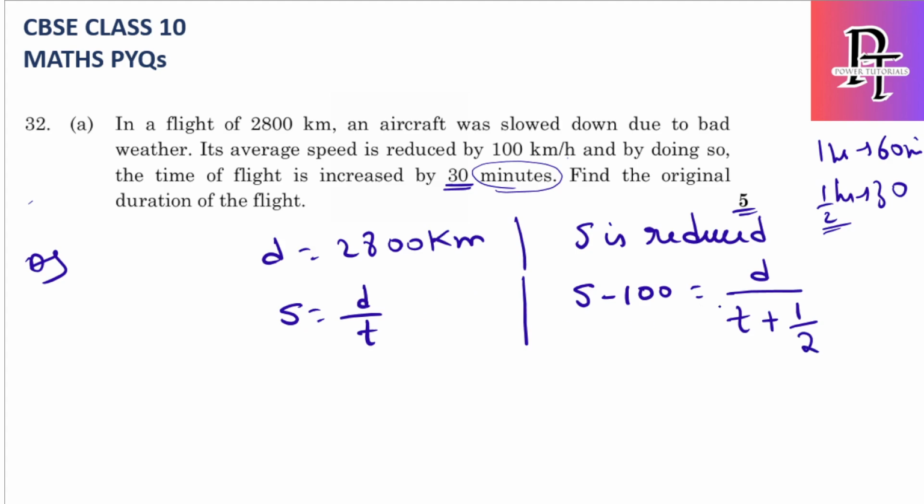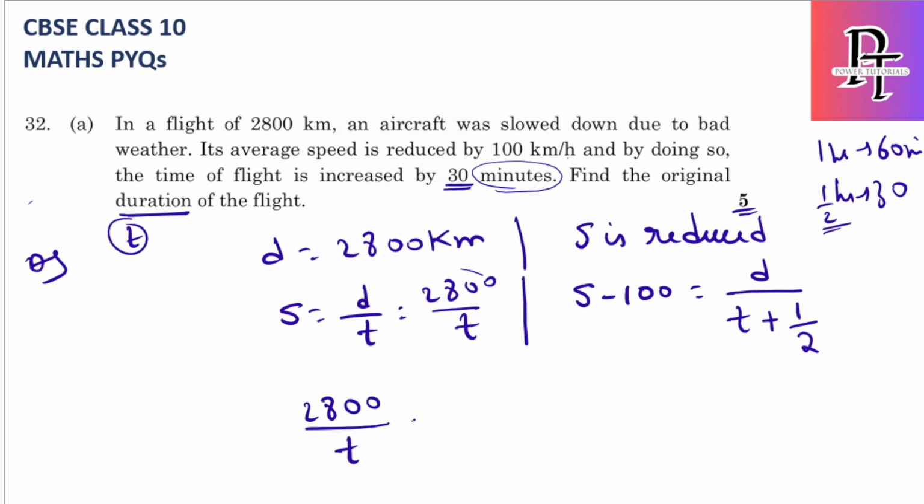Okay, we have two equations here. D is known, which is 2800. They are asking to find the original duration of the flight, so they are asking for the t value. Simply s is equal to d by t, which is 2800 by t. I will substitute this value as s in the second equation, so I will get everything in terms of t.